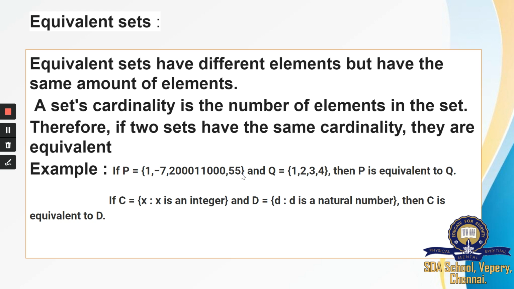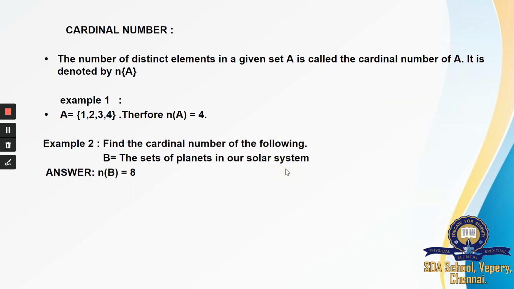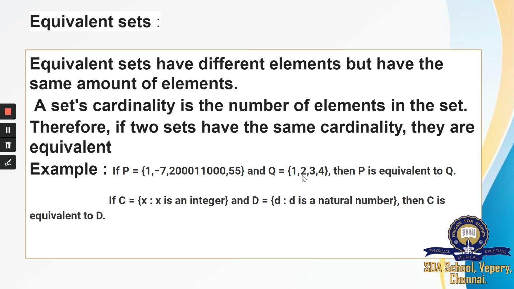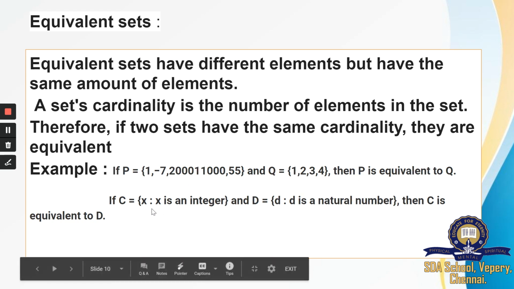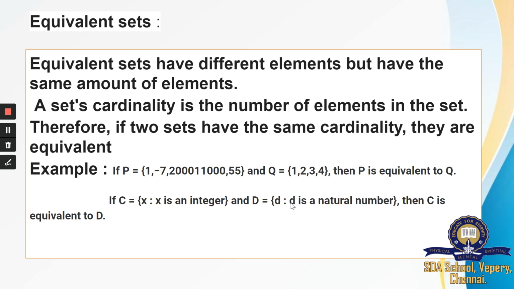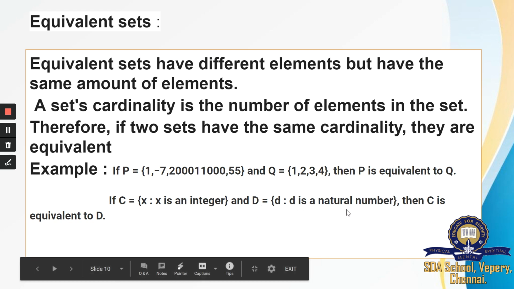It consists of 4 elements. Likewise, Q also consists of 4 elements. Then I can call P to be equivalent to Q. Yes. And then another example: let C be the integers, and D be the natural numbers. Then I can call C equivalent to D.